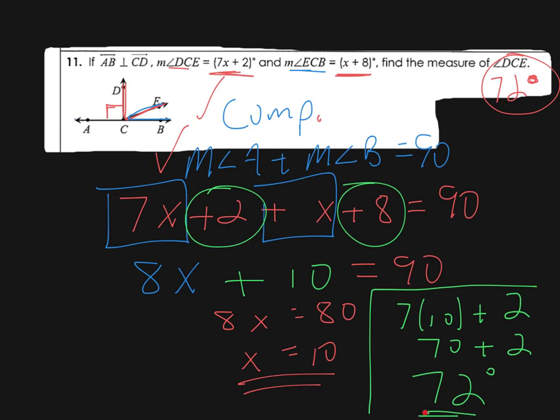So I've shown my work down here. 7 times 10 plus 2 is 70 plus 2 is 72 degrees. So the measure of angle DCE is 72 degrees. By the way, they should add up to be 90 degrees. If I put 10 in for the measure of ECB, I'm going to get a value of 18 degrees. And 18 plus 72 is 90. So I feel pretty good about this answer. All right, so again, our final answer is 72 degrees, but all of the work is all this on the left. All right, let's move on again.